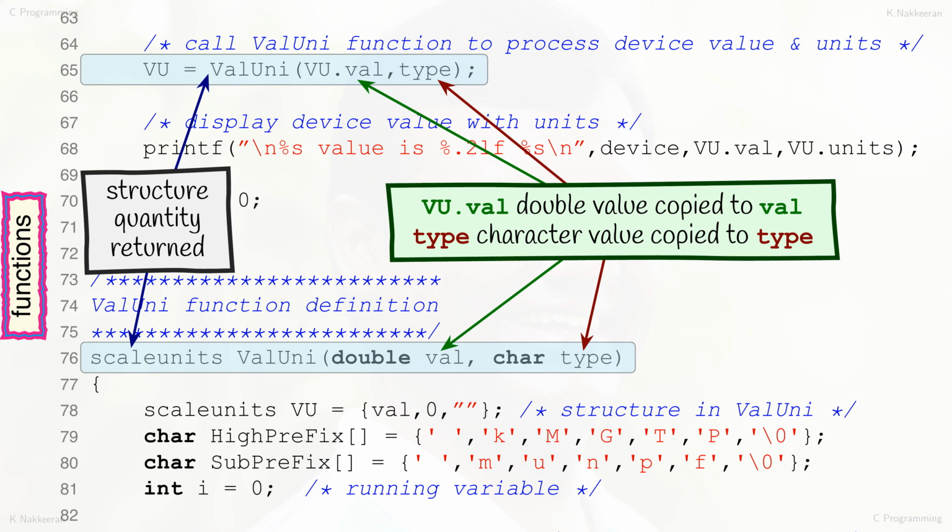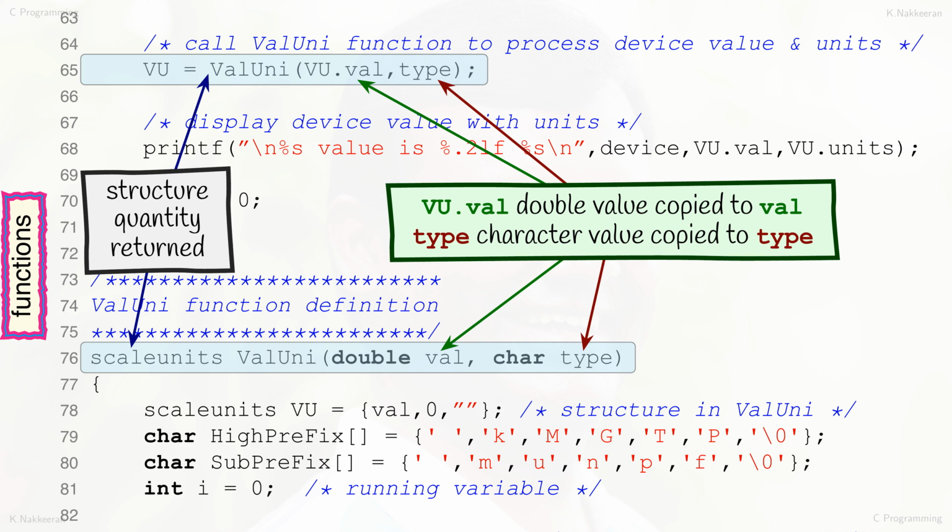The double value vu.val and character value type through the function call are respectively copied to the val and type parameters in the valUni function in line 76. In the function, after the conversion process, the converted value, number of places the decimal point moved, and the corresponding units are all together returned as a structure of type scale units to the right hand side of the assignment statement in line 65, where the valUni function is invoked.